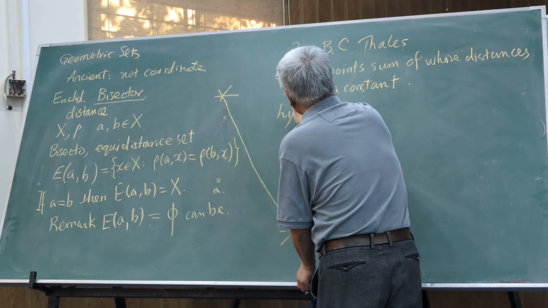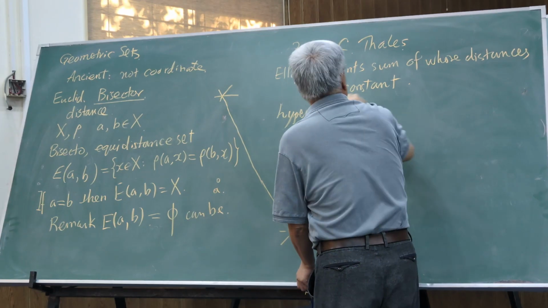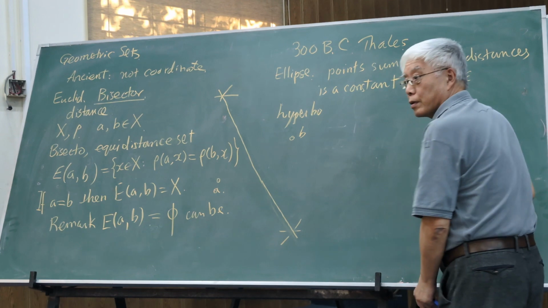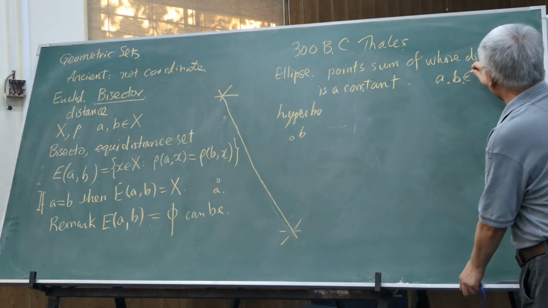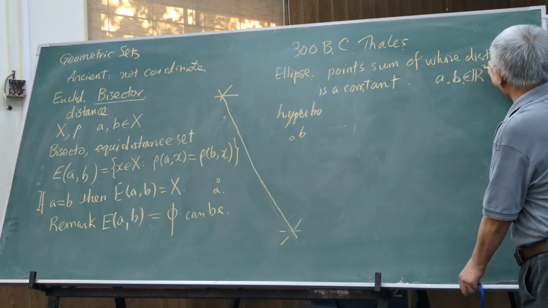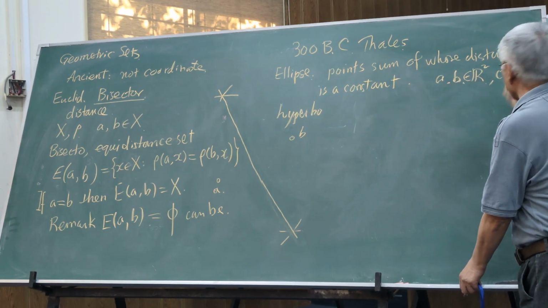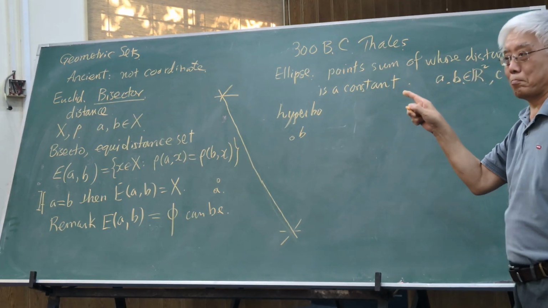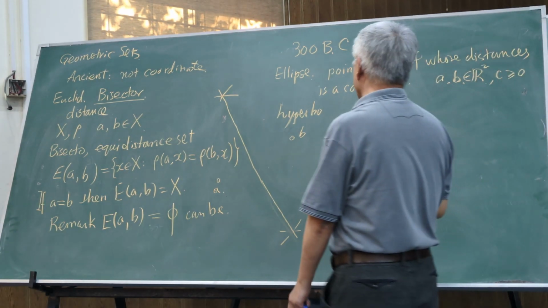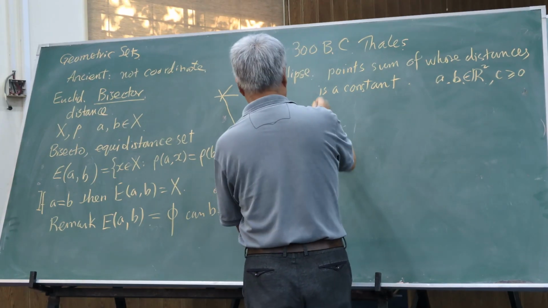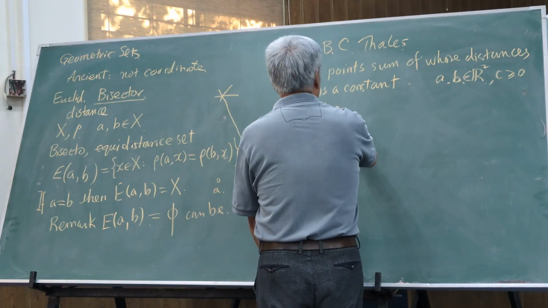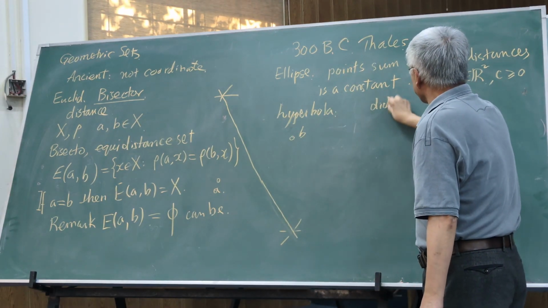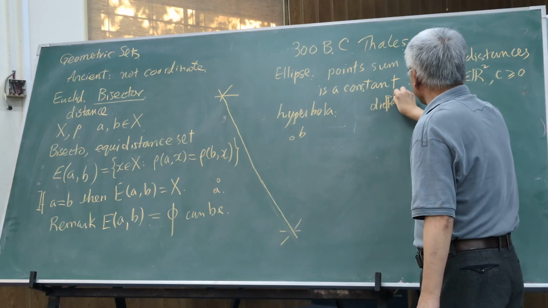And hyperbola: the two points will be A, B. In a hyperbola the difference will be a constant. These were all in R squared, and C is a non-negative real number in this case. It's fine, it's just if you assume hyperbola, the sum is replaced by difference.